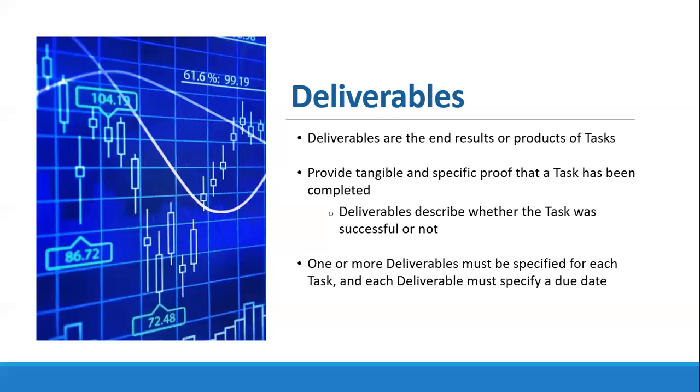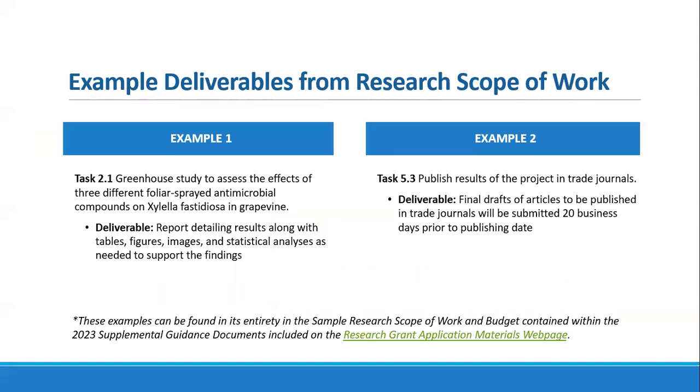You'll see some relatively common ones in the sample, alliance, and research scope of works that we provide, but we are quite flexible on the form that deliverables take. 1 or more deliverables must be specified for each task, so they don't need to be exactly 1-to-1. They can have more than 1 deliverable for each task, but each of them needs to have their own due date. Here's some example deliverables.